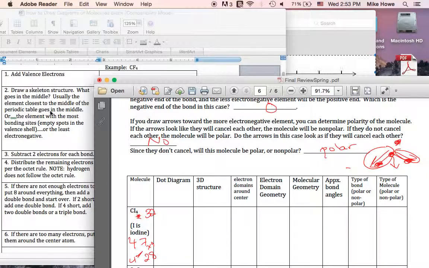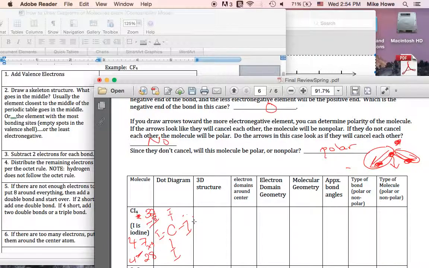So now we're ready to draw our skeleton structure. What goes in the middle would be carbon, because it's closer to the middle of the periodic table. And then you put your iodines out around it. Of the 32, I now have 8 in the picture. So I'm going to take away 8 of them because there are 4 bonds, and each bond counts as 2 electrons. So 32 minus 8 is 24. All right, so 24 dots to put in.